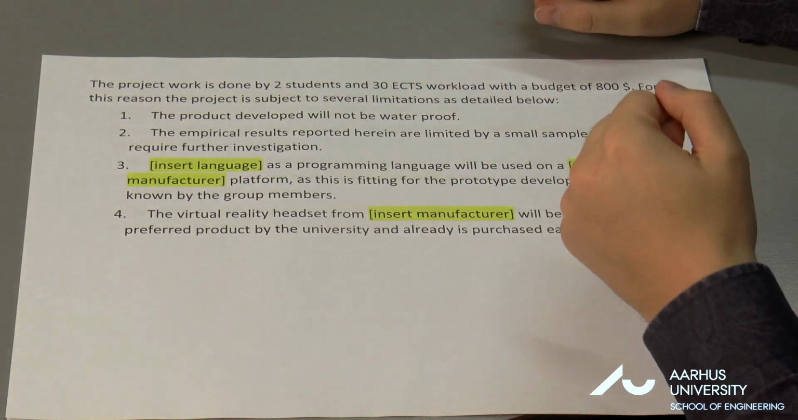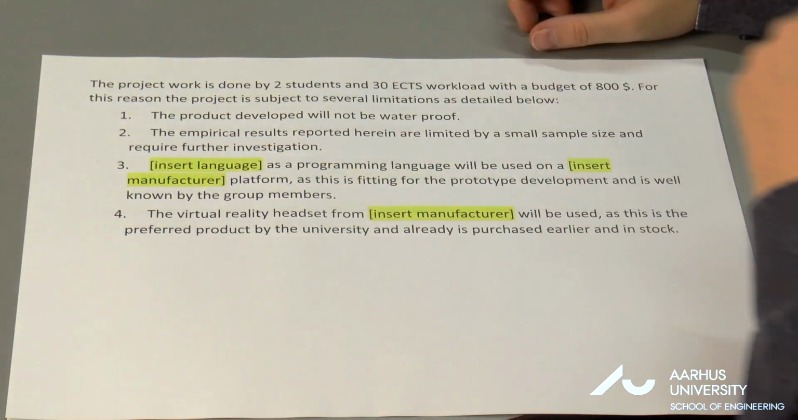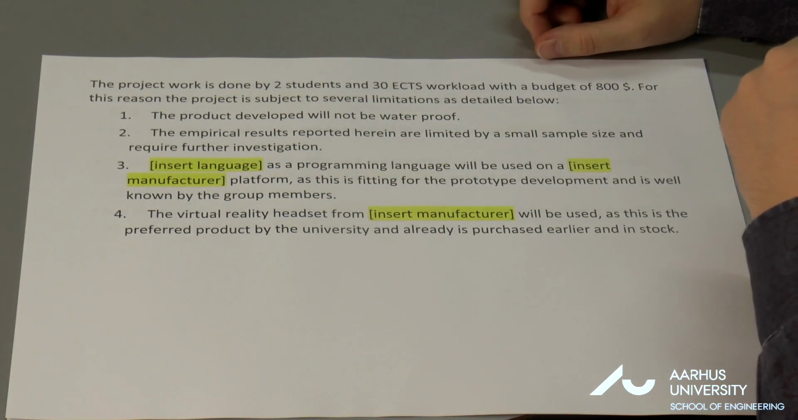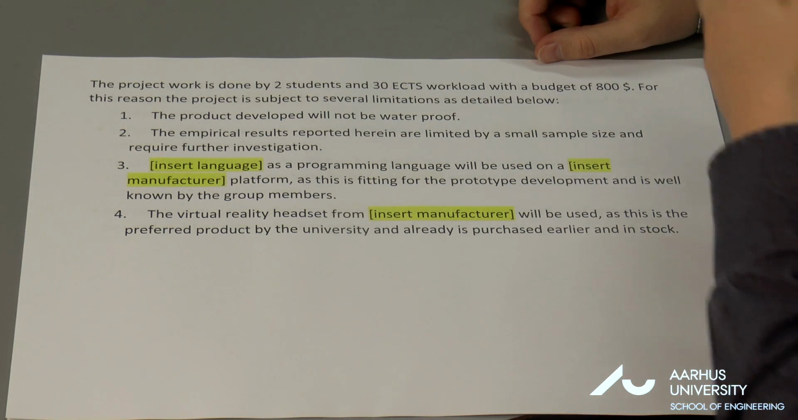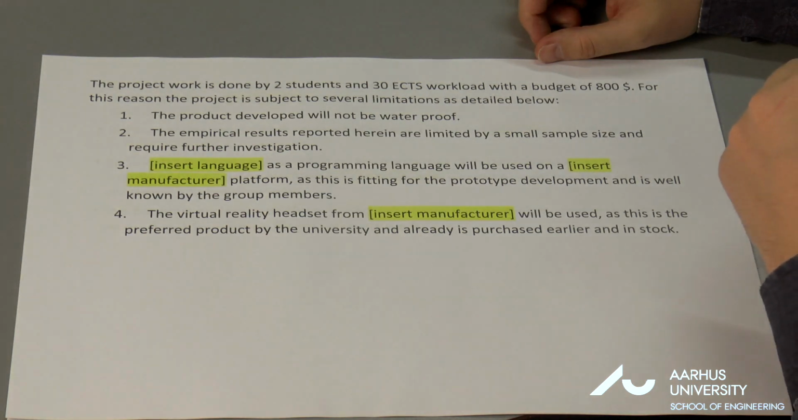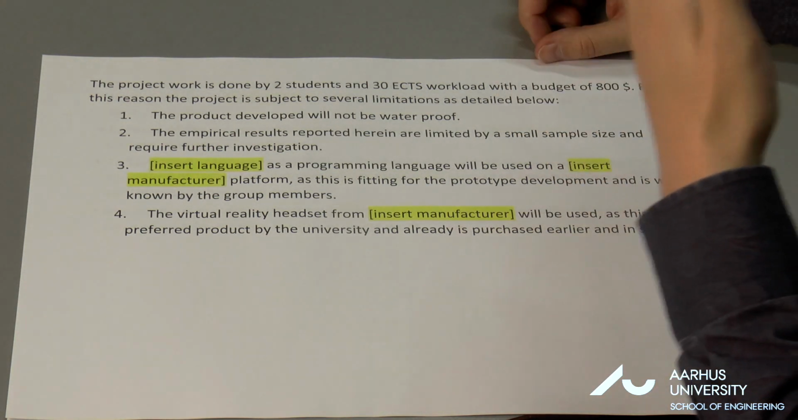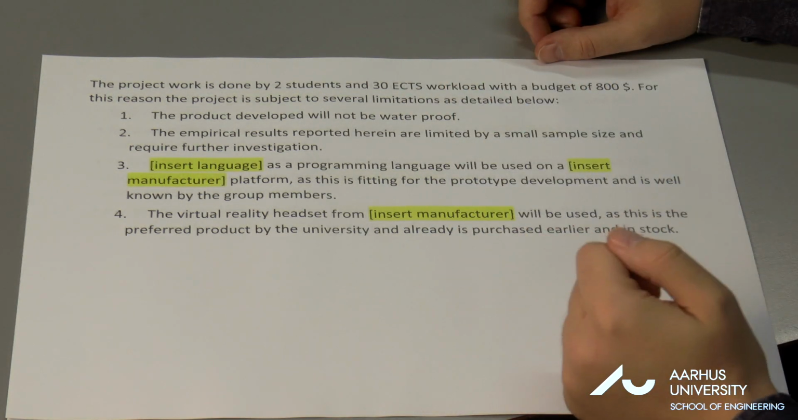Okay, so I want to give you some examples, and I made 2 printouts that I would like to show you, each detailing both external and internal limitations that you might reuse in your project. As a starting point, I write the project is done with this and this many students having this higher workload and a budget of a certain amount. And for this reason, the project is subject to several limitations as detailed below.